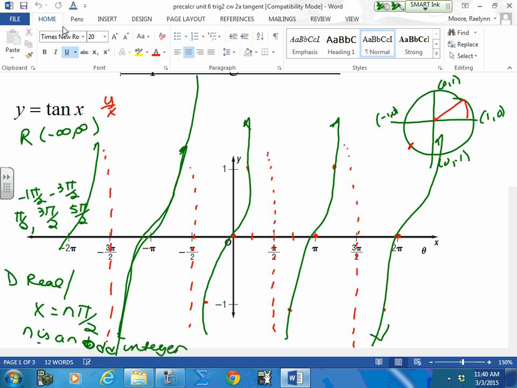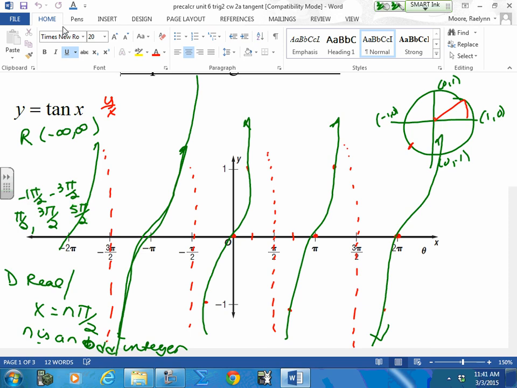An odd integer, meaning if it's 1, or 3, or 5, or 7, or negative 7, negative 9, negative 11. I can use any number except the multiples of pi over 2 where it's odd. 90, 270. No, but it's easier in the radians because 1 pi over 2, 3 pi over 2, 5 pi over 2. Alright, so I've got a domain and a range for my tangent curve.